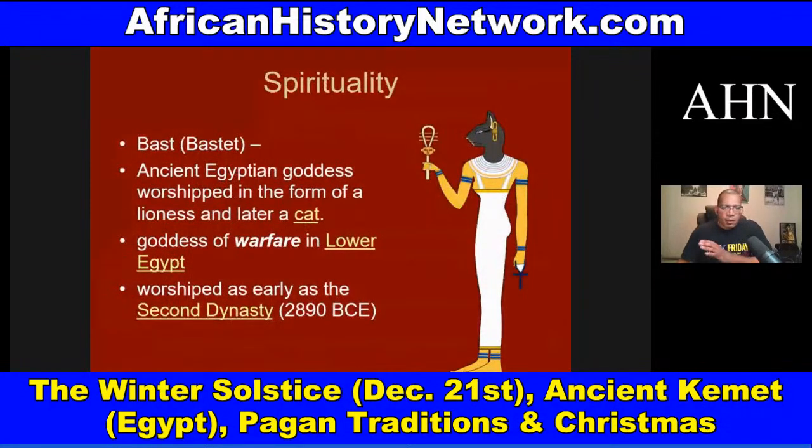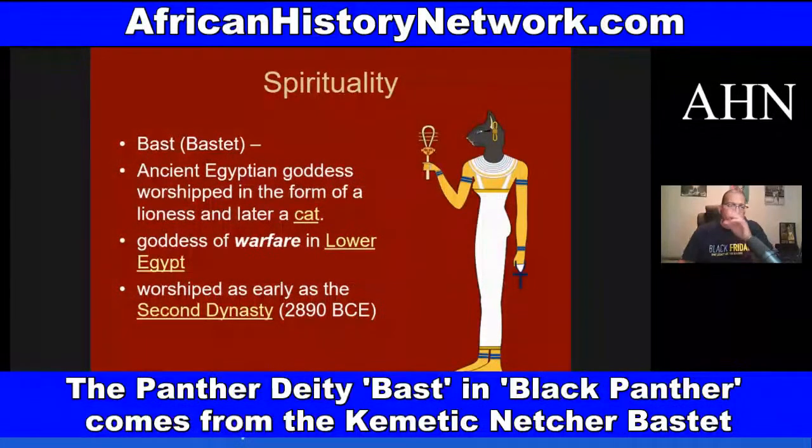Okay, so we deal with all this, and we deal with the film Black Panther. We know that the Neter Bastet, who we see in the film Black Panther, comes from Bastet, who was an ancient Kemetic deity who was worshipped in the form of a lioness, and later a cat. She was a deity or Neter of warfare in Lower Egypt, Lower Kemet, worshipped as early as the 2nd dynasty, around 2890 BCE.